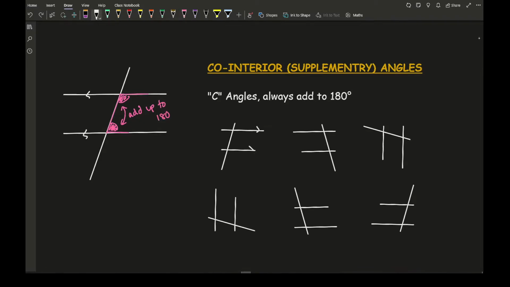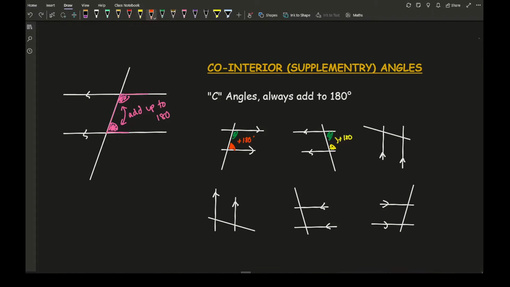So if I just quickly mark what lines are parallel, again, when you're marking parallel lines, it doesn't really matter what direction the arrows are going. So looking at this angle here, this angle and this angle are not the same, because one's obtuse, one's acute, but those two angles there will add up to 180 degrees. And likewise, this angle here and this angle here will add up to 180.